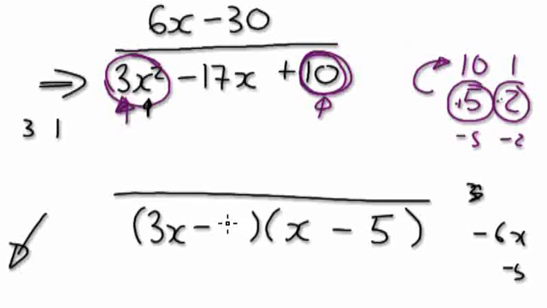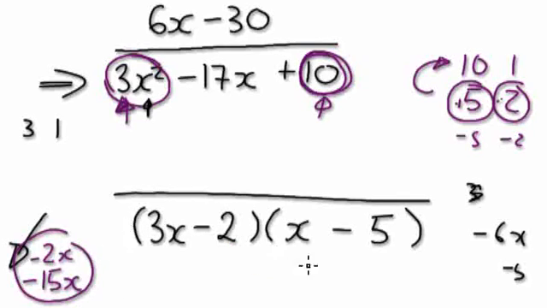Again, this is quite tricky to do, so you just got to play around with it and have lots of practice. Now let's try this. This times this will give me minus 15x, and then this times this here will give me minus 2x. So this will give me minus 17x. So this is correct.